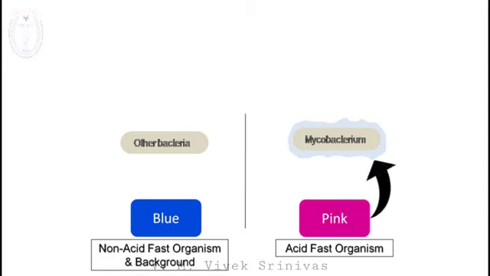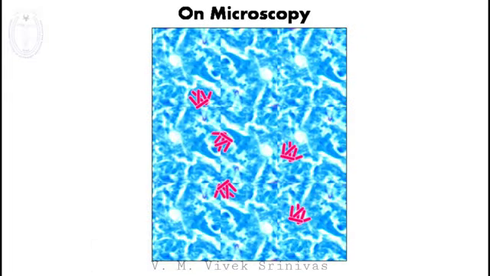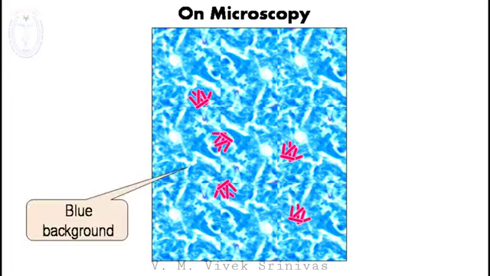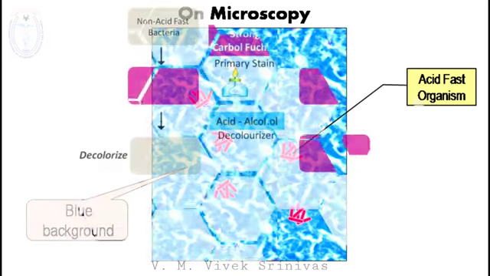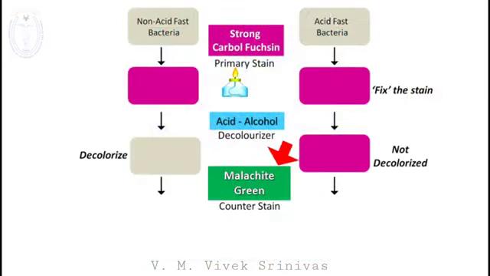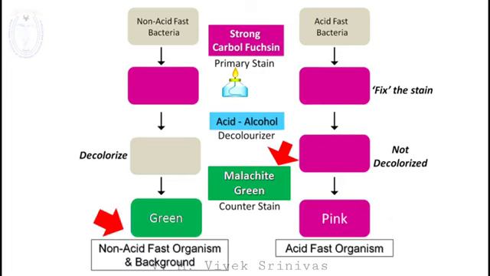The surface of the acid-fast bacteria consists of a lipoidal wall, called mycolic acid, which is a waxy material over the mycobacterial surface. But this waxy material is not present over the non-acid-fast bacteria. So, on microscopic examination, the background appears blue, and the acid-fast bacteria stain pink. But, on use of the counterstain, the malachite green staining solution, that gives green color to the non-acid-fast bacteria and to the background.